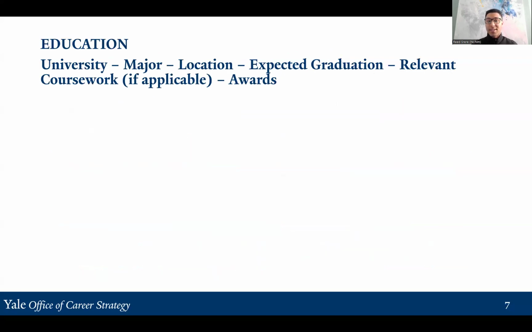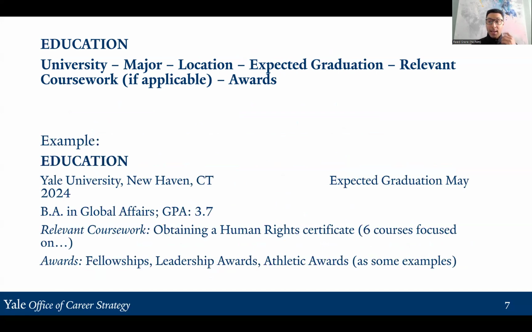After that optional summary statement comes a summary of your education. This is important because you want to hit all the highlights. You want anyone hiring you to know the basics: where you studied, your major, the location of that university, your expected graduation date, or if you've already graduated, your graduation date, and any relevant coursework if that happens to be applicable. Additionally, any awards that you might have received.